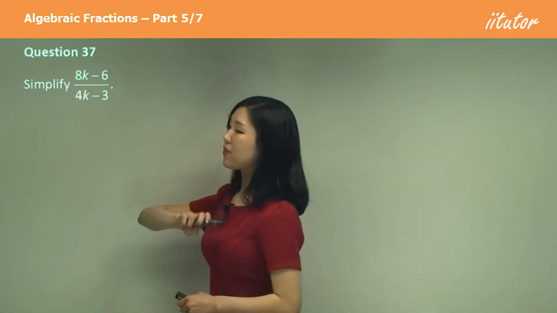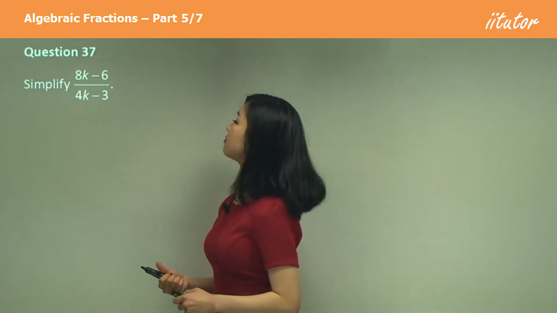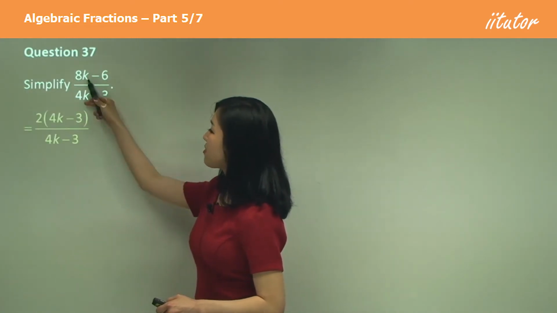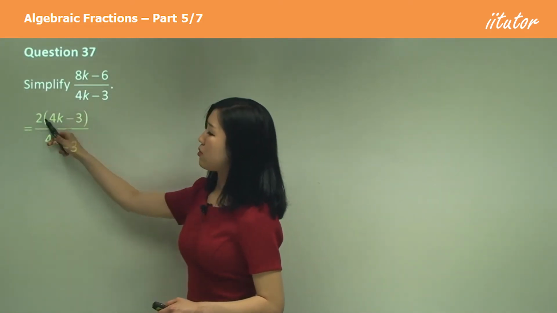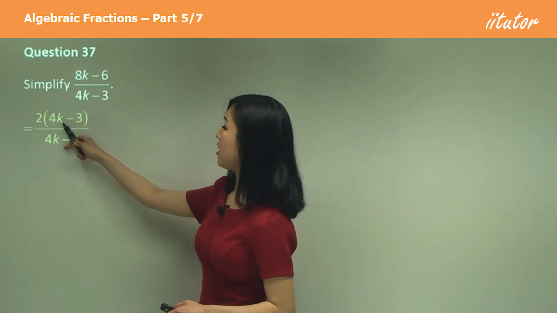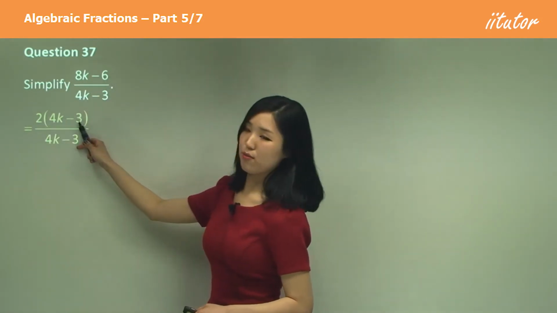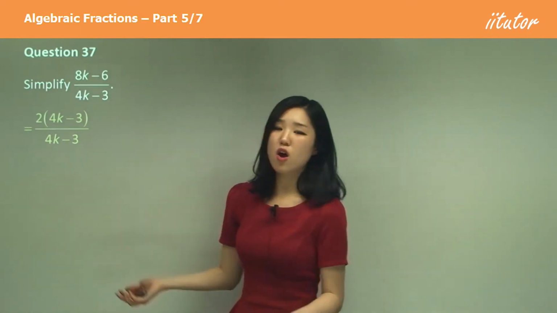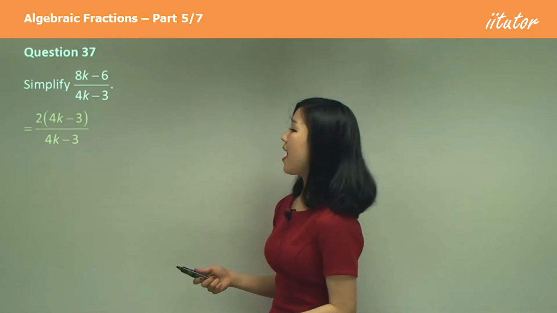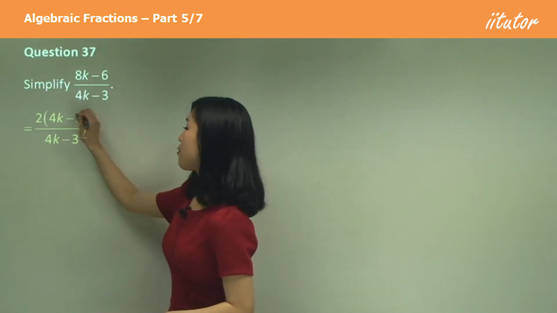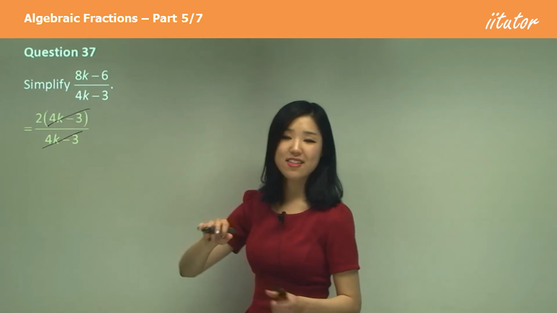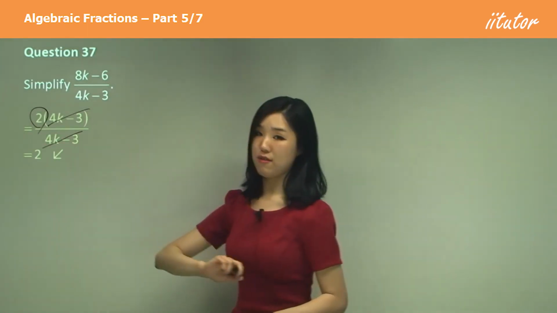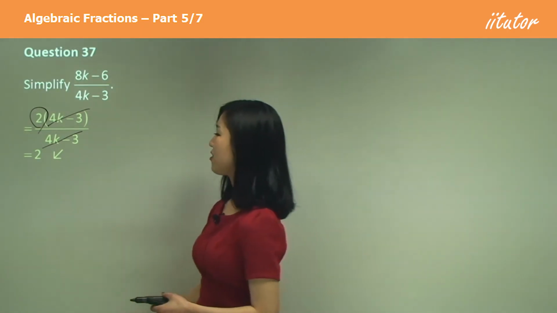So look at the top, what's the common factor? 2, isn't 2 a common factor? So I'm going to factorize it by 2. So 8 divided by 2 is 4, so we just have 4k left here, and 6 divided by 2 is 3. So that's how I have that left inside the bracket. And 4k minus 3, there's no common factors, so I just leave it as it is. And you can see it immediately, 4k minus 3, 4k minus 3, they're exactly the same, cancel it out. So we just have 2 left over. 2 is the answer. So how simple is that?